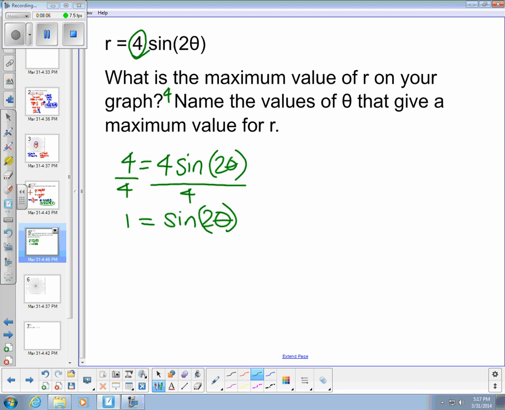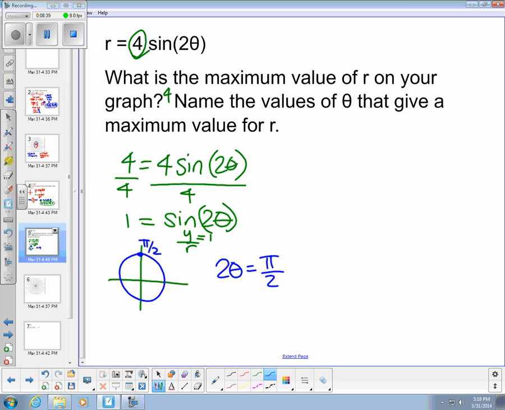Okay, now again, the 2 is with the angle, so I do that at the very end. So I'm going to go ahead and think about where does sine equal 1? And remember, this is y over r has to equal 1. On the unit circle, r is always 1. So I'm looking for where y equals 1. Okay, and that would be at pi over 2. Okay, so I'm going to end up with 2 theta equals pi over 2.